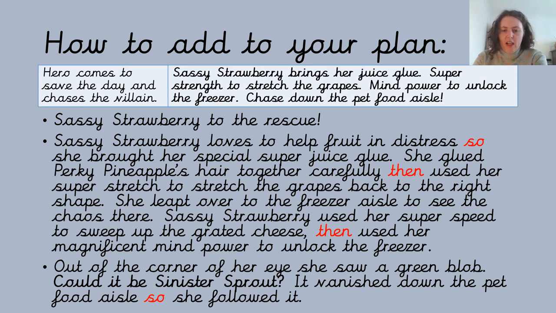She leapt over to the freezer aisle to see the chaos there. Sassy Strawberry used her super speed to sweep up the grated cheese, then used her magnificent mind power to unlock the freezer. Out of the corner of her eye, she saw a green blob. Could it be Sinister Sprout? It vanished down the pet food aisle, so she followed it. So you can see I've tried to add more information to make it a bit exciting to show how Sassy Strawberry would rescue all those fruits and vegetables.